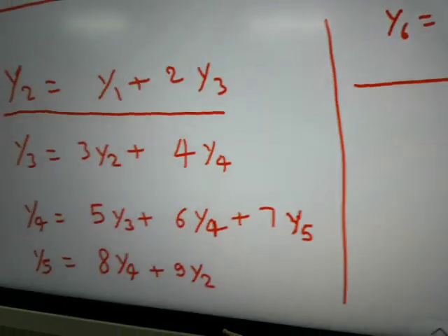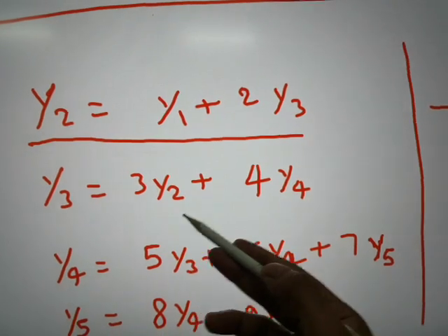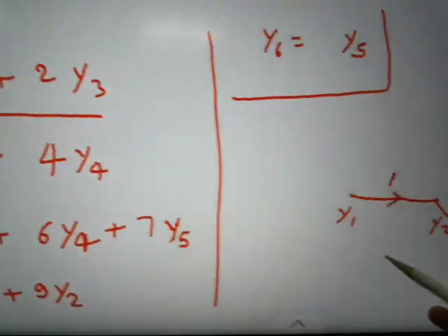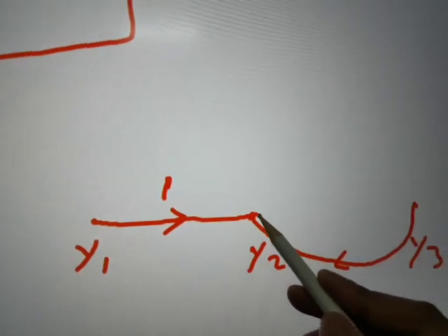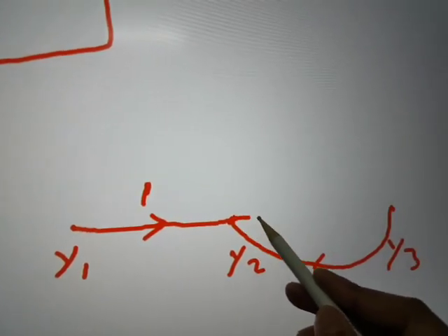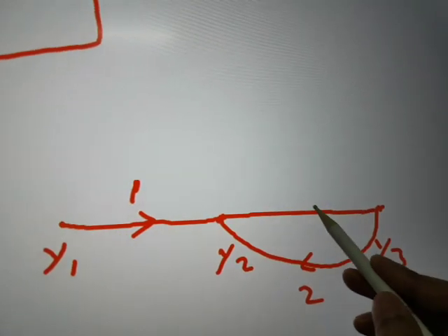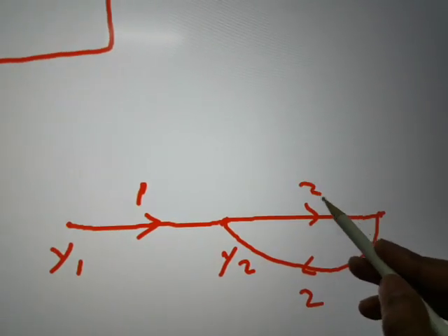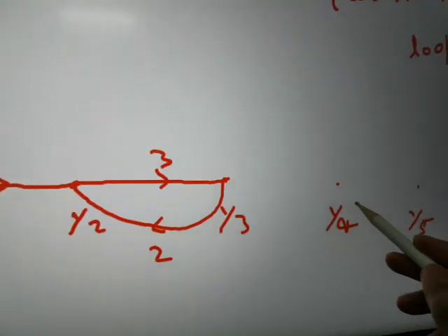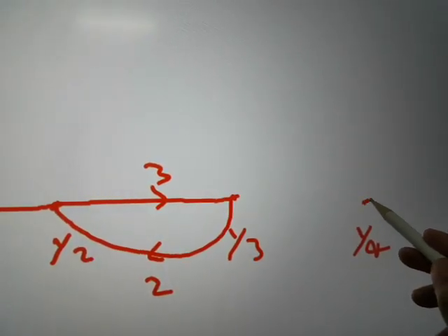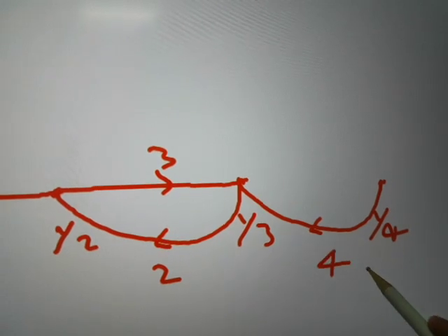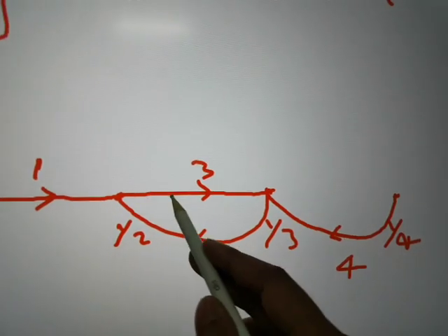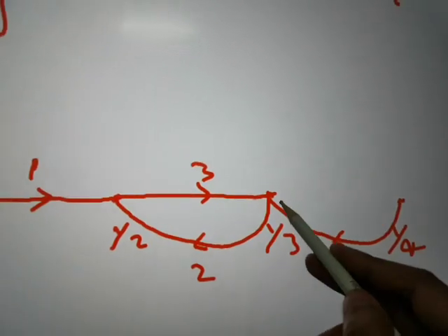Now similarly y3 equals 3y2 plus 4y4. So we have to draw a branch from y2 to y3 whose gain will be 3, and for 4y4, a branch from y4 to y3 whose gain will be 4. So y3 equals 3y2 plus 4y4.